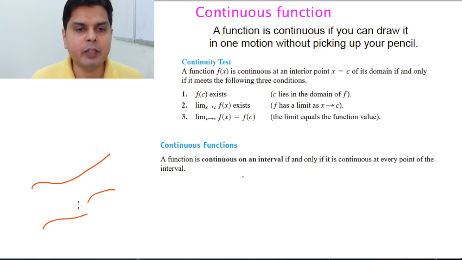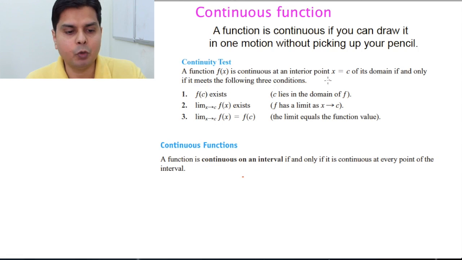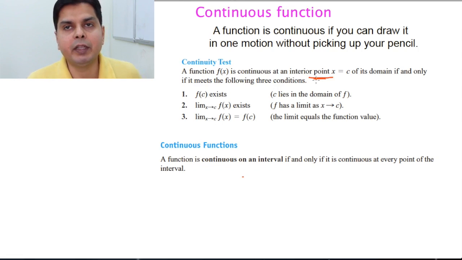Now how do you mathematically define the concept of continuity of a function at a point? A function f(x) is continuous at an interior point of the domain. I am considering an interior point of the domain, where the domain of the function is given. I am picking any interior point of the domain and finding out what the condition is so that I can say that this function is continuous at that interior point. There are three conditions. If the function meets three conditions, I will say that it is a continuous function.